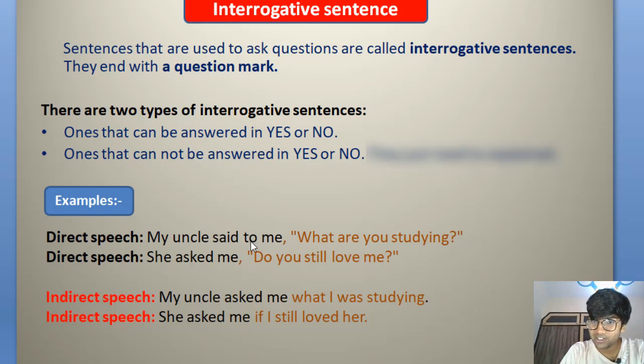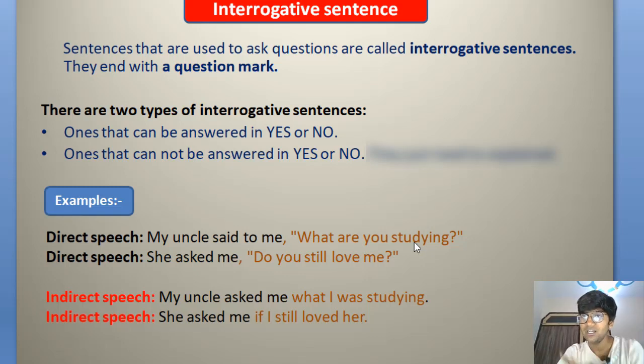First one, my uncle said to me, "What are you studying?" My uncle asked me. So the reporting verb has to be changed into asked, ask, or inquire, right? If it is already ask or inquire, do not change it. If it is not ask or inquire, change it into ask or inquire. All right. My uncle asked me, what are you studying?